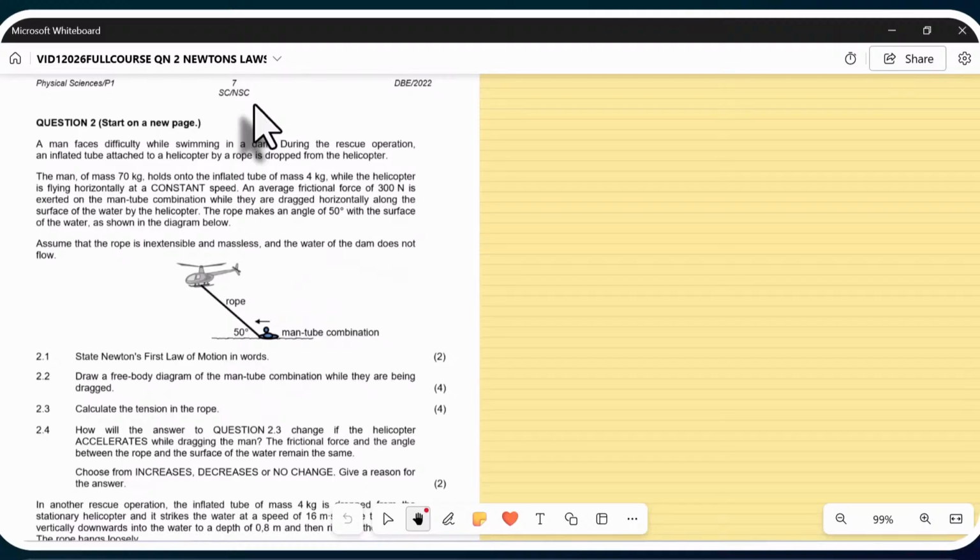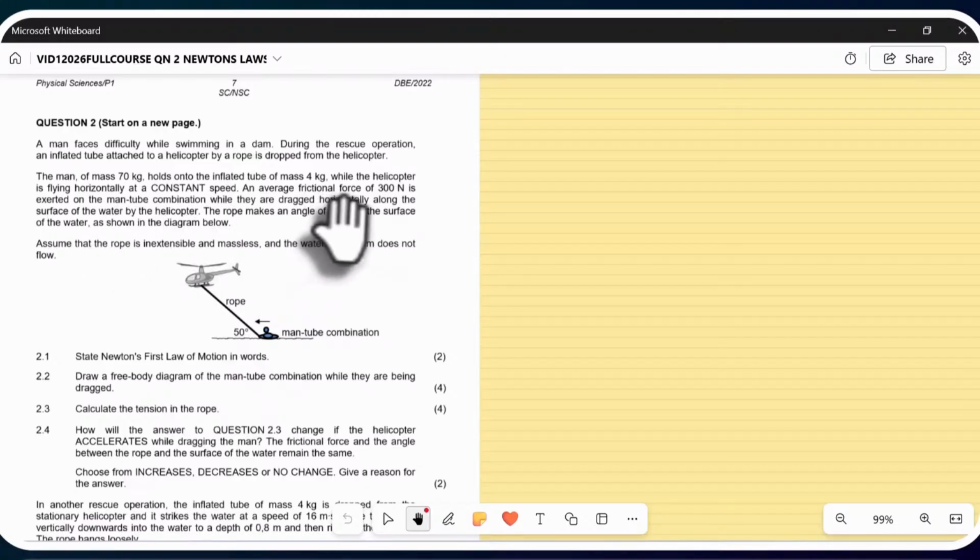Alright, now this question is May June 2022, and this question 2, it says, a man faces difficulty while swimming in a dam during the rescue operation. An inflated tube attached to a helicopter by a rope is dropped from the helicopter. The man of mass 70 kg holds onto the inflated tube of mass 4 kg while the helicopter is flying horizontally at a constant speed.